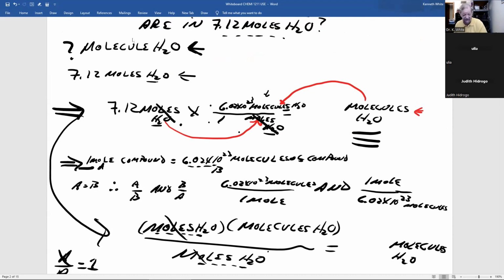And now I can use my calculator. Here it is. I'm going to turn it on, clear it. I'm in scientific notation. I have 7.12 times 6.02 blue double E 23, 6.02 times 10 to the 23. My calculator gives me this number.